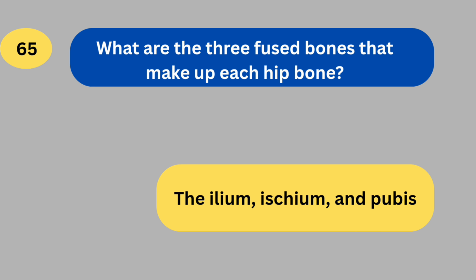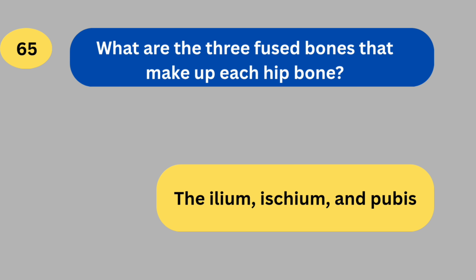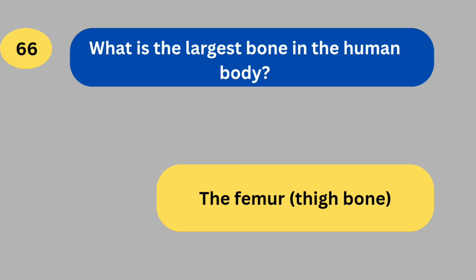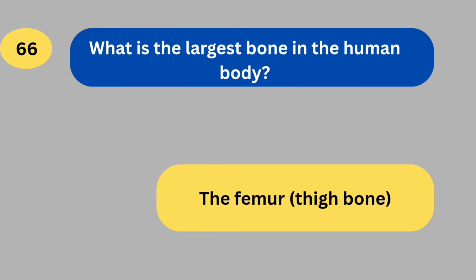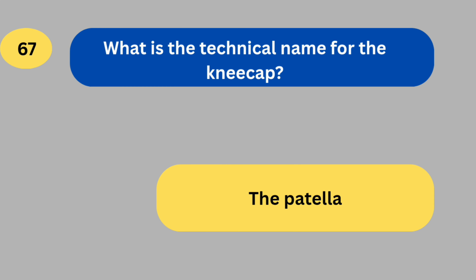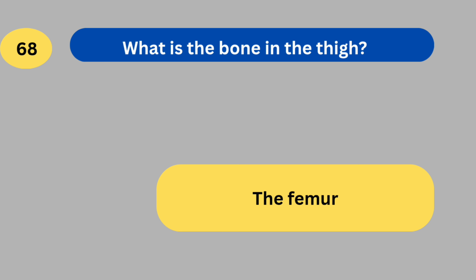Next question. What are the three fused bones that make up each hip bone? Answer: the ilium, ischium, and pubis. Next question. What is the largest bone in the human body? Answer: the femur, thigh bone. Next question. What is the technical name for the kneecap? Answer: the patella.